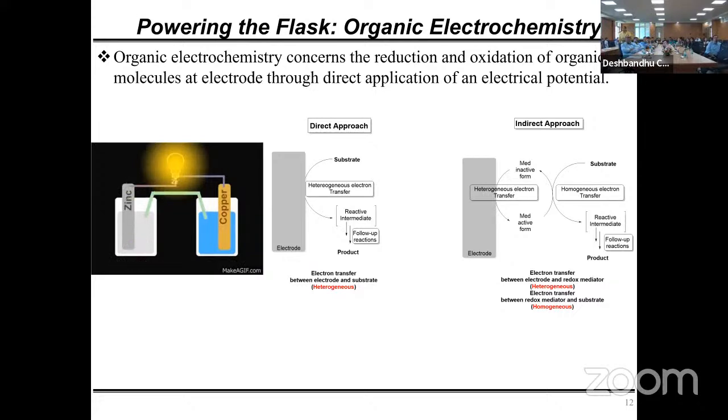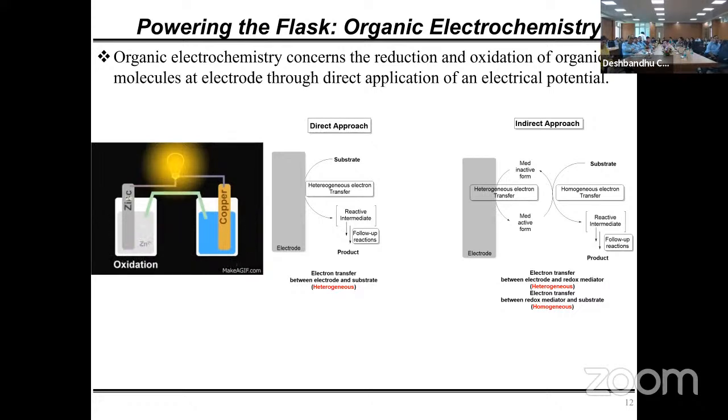The first one is the direct approach, where the substrate comes into direct contact with the electrodes and undergoes heterogeneous electron transfer. This heterogeneous electron transfer can take place as anodic oxidation or cathodic reduction and gives intermediates, and these intermediates give follow-up reactions to synthesize the product. But one of the drawbacks of this direct approach is that the electron transfer between the electrode and substrate is heterogeneous in nature, so sometimes the yield is drastically reduced.